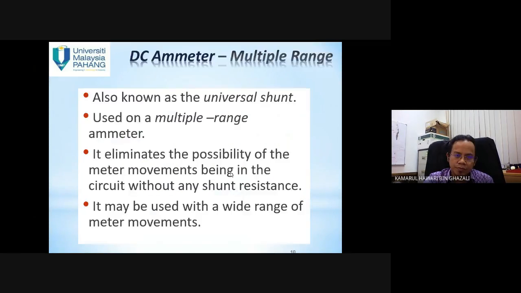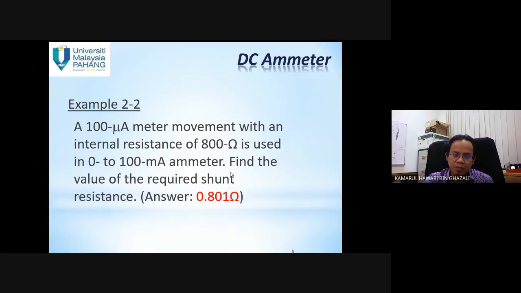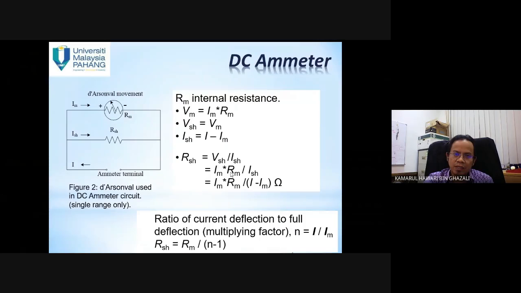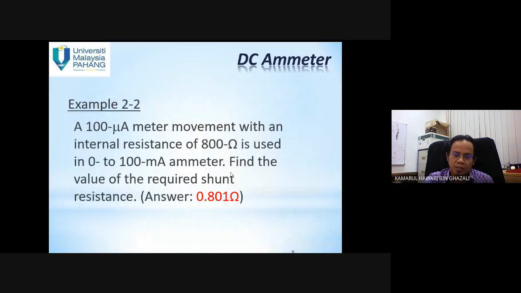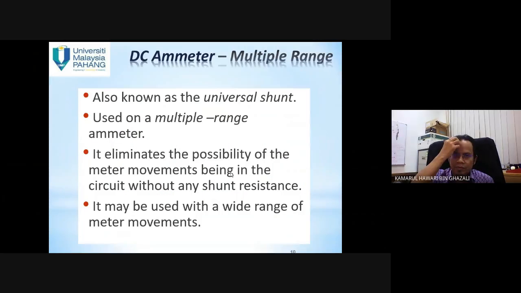Example 2, you can try this example by yourself by looking at this equation of DC ammeter. So the answer is 0.801.